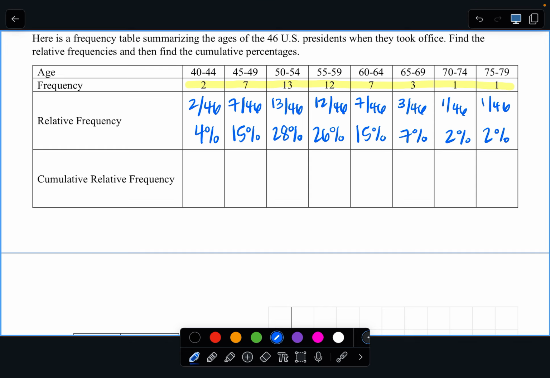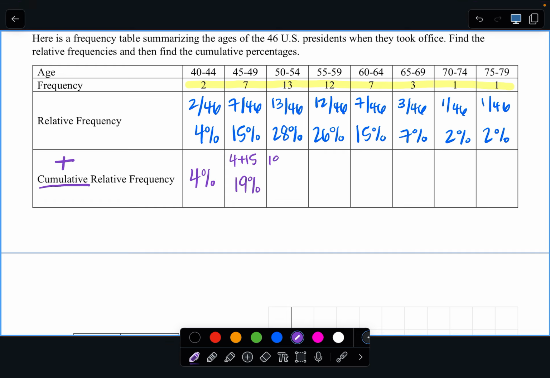The cumulative part of this is the fact that we're going to take these values and we're going to add them up as we go. So when I look at this first column, all I have is the first column. So it's just 4%. But when I look at the second one, I have the 4% from the first one and this 15% from column 2. So that means I have a total of 19%.